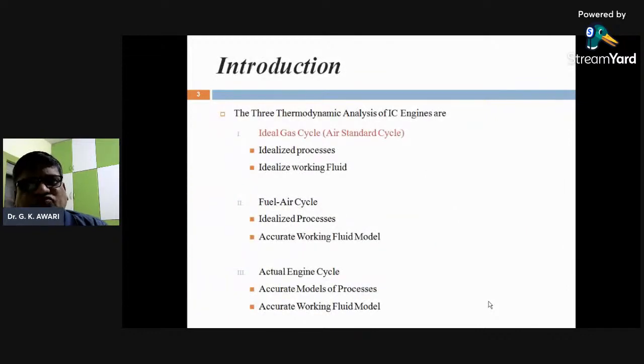So there are three thermodynamic analyses of the engine. The first is the ideal gas cycle, which is called the air standard cycle, that is idealized processes and idealized working fluid. Then the fuel air cycle, that is idealized processes and an accurate working fluid model. And the third thermodynamic analysis is nothing but the actual engine cycle. So in the actual engine cycle, there are accurate models of processes and an accurate working fluid model.